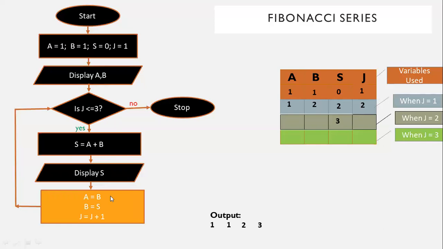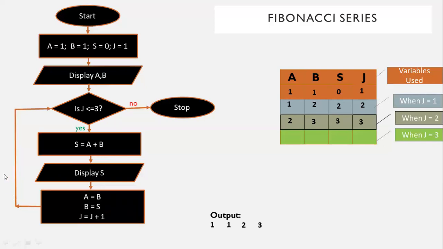Now we are again changing the value of A, B, and J. So A is going to be B, that is 2. B is going to be S, that is 3. And J is going to be J plus 1, that is again 3. Now let us go again through the arrow up here. Now again, is J less than or equals to 3? In this condition, when the value of J is 3, J is not less than 3.